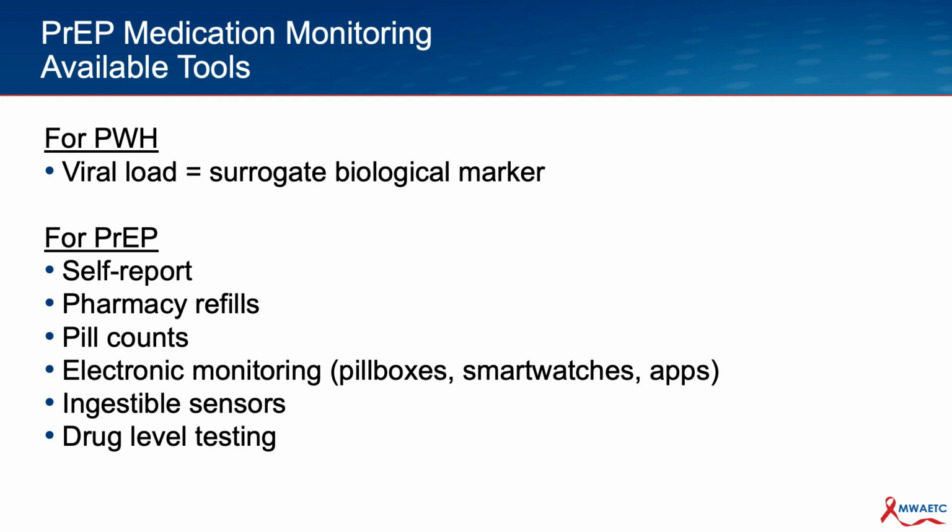So what we have are self-report, pharmacy refills, pill counts, and electronic monitoring, such as pill boxes and smartwatches. And then we'll talk a little bit about ingestible sensors and drug level testing. And what we know from the earliest studies is that self-report doesn't always correlate with drug level testing, and that people will over-report because of certain biases, that they want to appear as though they are taking their medicines.